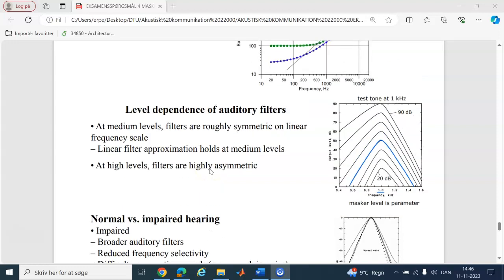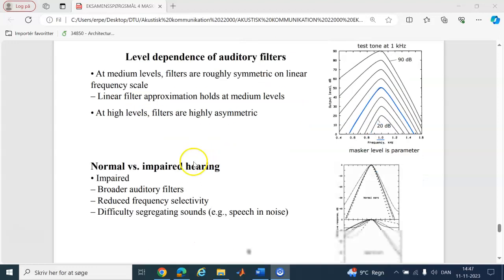Mask level is a parameter, for instance, 20 dBs. Then the auditory filters are quite symmetric. If the mask level is increasing to 90 dBs, the auditory filters are asymmetric towards lower frequencies.